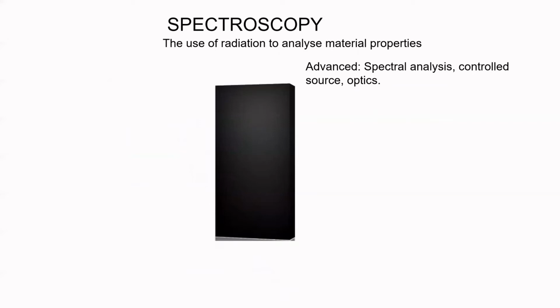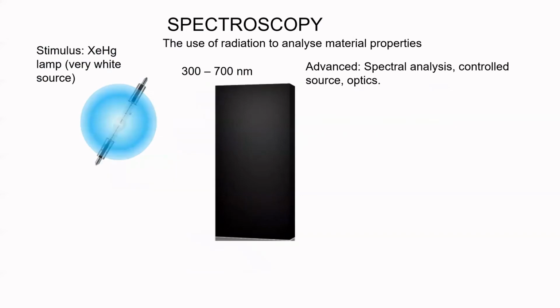Okay, so of course that's not a very exciting experiment to do, so one might want to make some improvements and see what else we can do. So go for a little bit more advanced and start trying to use more controlled optics and sources, and generally get a slightly more sophisticated experiment. But we still have the same pattern. There's still a stimulus. So we might choose to use, in this case, a xenon mercury lamp.